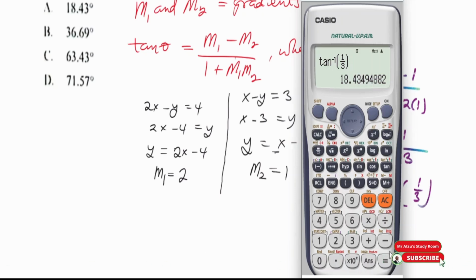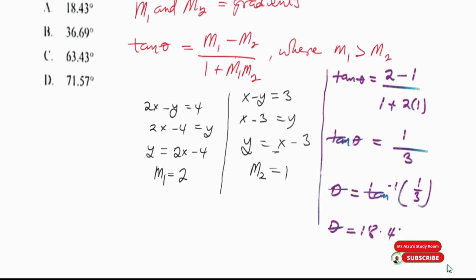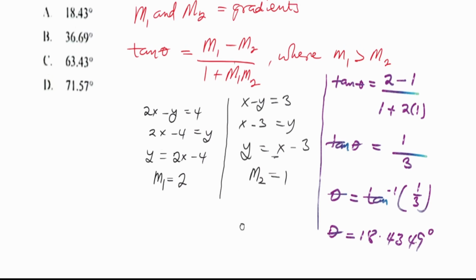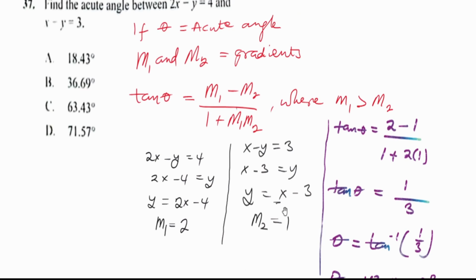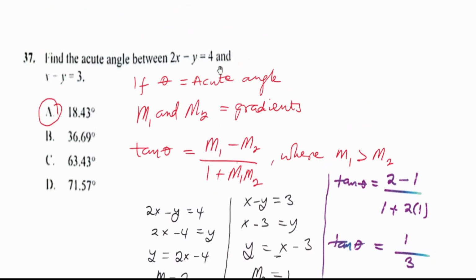18.4349 degrees. And then by looking at the options here, the correct answer will be option A, which is 18.43. That simply means that the acute angle between the two lines is 18.43 degrees. That's to 2 decimal places.